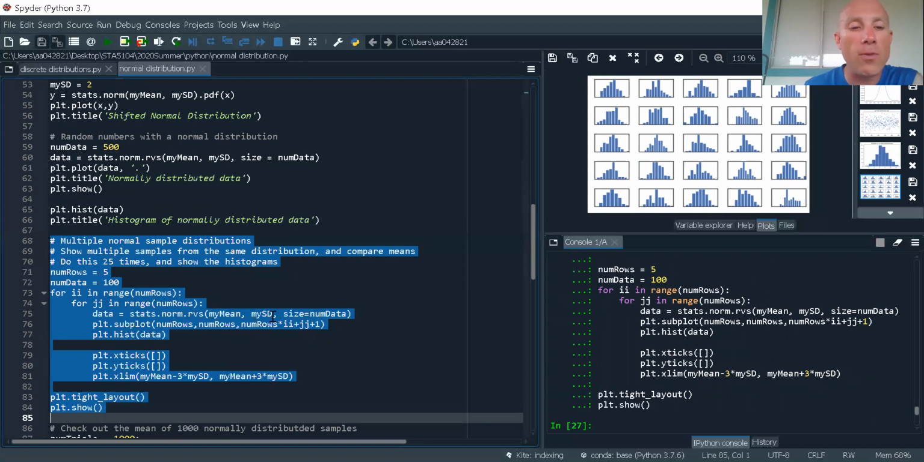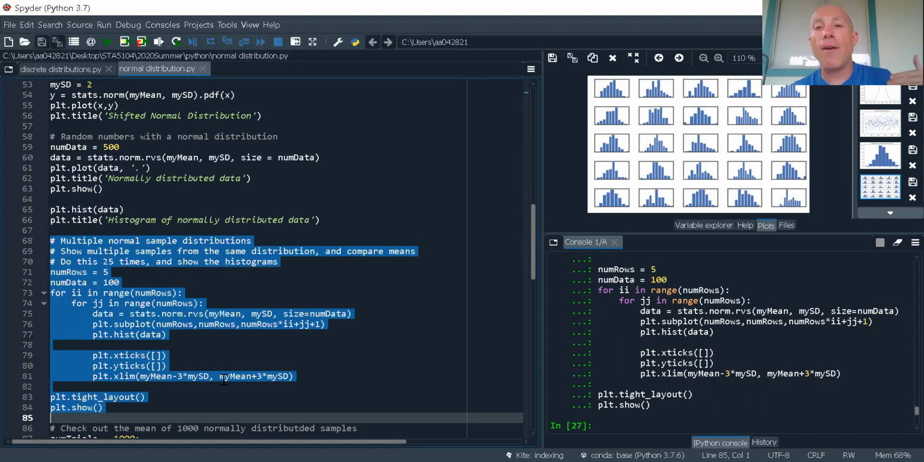some random values, and then I'm taking the random normal generated values with mean 5, standard deviation 2, and I'm just plotting the histogram. Now I put some tick marks on here, and I'm controlling how far out, left and right, it's displaying. So I'm limiting it to plus or minus 3.